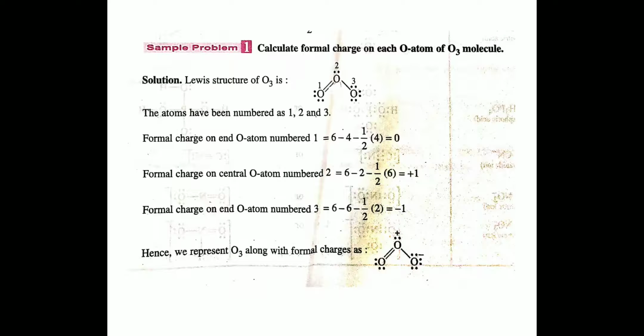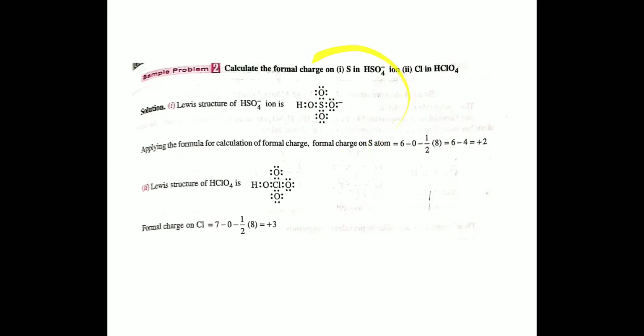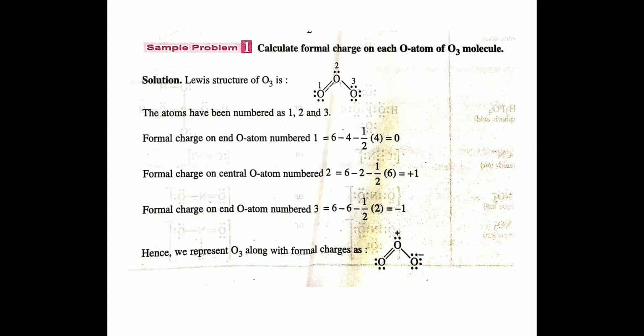Now, I think the calculation of formal charge will be clearer if we take the help of some examples. So here is example number 1. Here it is asked to calculate the formal charge on each oxygen atom in the O3 molecule. This is the Lewis structure of the O3 molecule, where the 3 oxygens have been numbered 1, 2 and 3. Let us first calculate the formal charge on oxygen number 1.